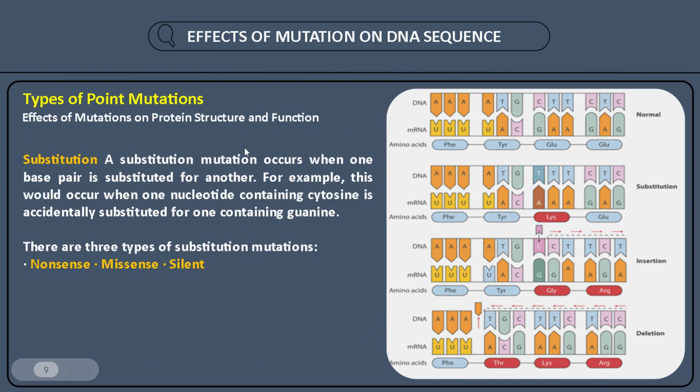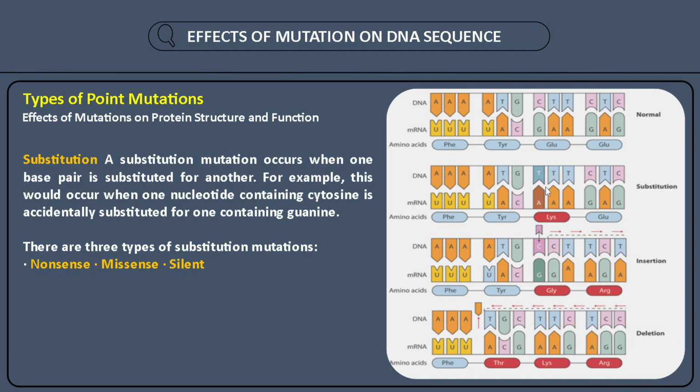Okay, so here are the types of point mutations. Number one type is substitutions. Under substitution, there are three types, namely nonsense, missense, and silent. In substitution, from the word itself, it is not inserted but substituted, like it was replaced.